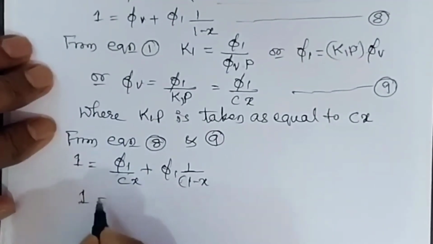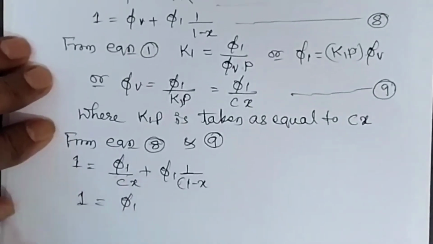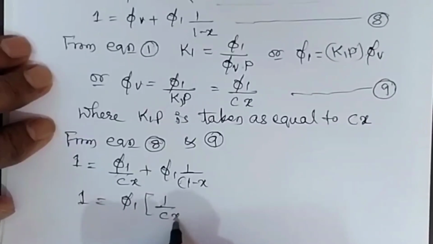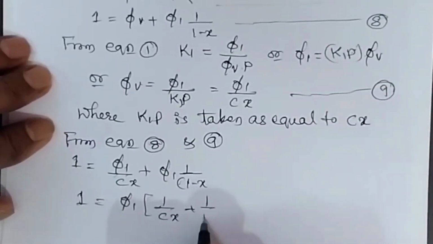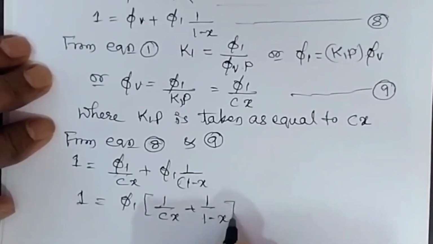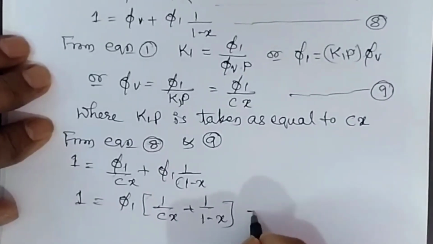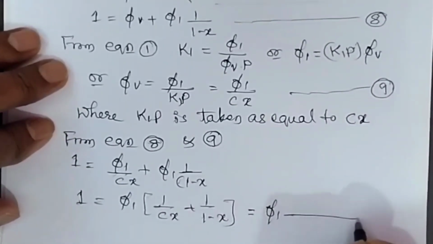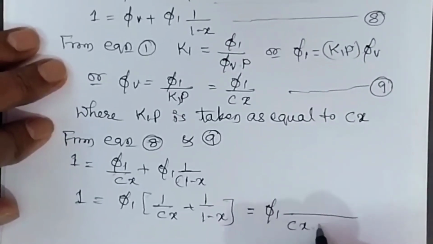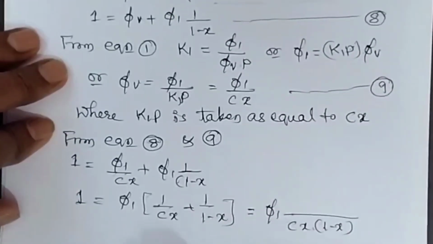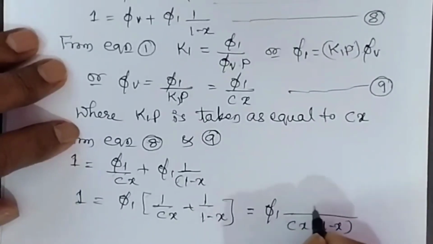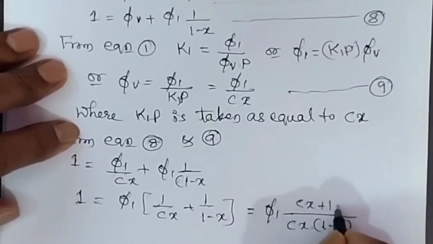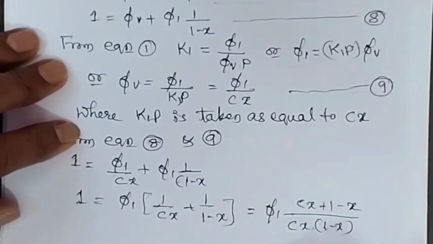1 is equal to pi 1 is common, this is equal to 1 divided by cx plus 1 divided by 1 minus x, which is equal to pi 1. You may take LCM, cx into 1 minus x is equal to 1, that is cx plus 1 minus x.